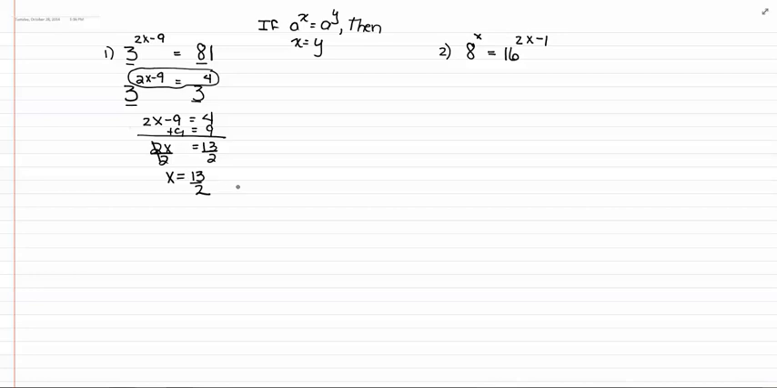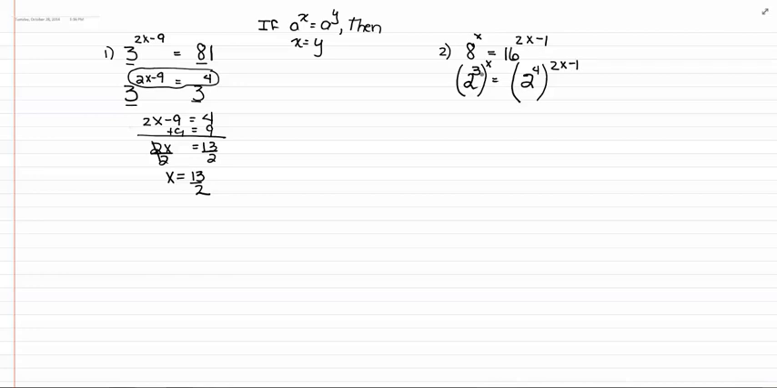For the second question, it's a little trickier because if you look at the number 8 and you think, well, that base is 8 and I need to write 16 as a base of 8, you can't, because 8 squared is 64, not 16. So we have to think back further. What base do they have in common? Well, in this problem, I can think of 2 as a common base to each of them. So 2 to the 3rd is another name for 8, and it's still raised to the x power out here. 2 to the 4th is another name for 16, but it still has this power of 2x minus 1.